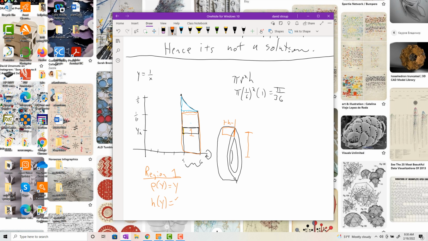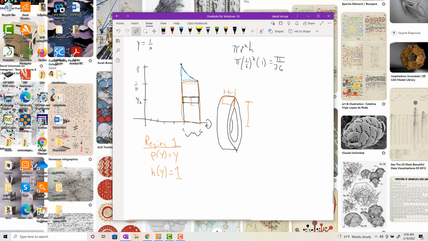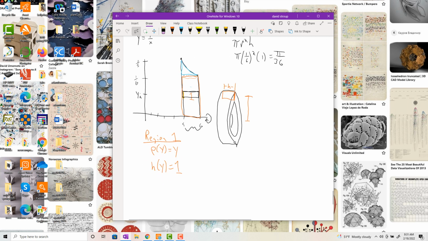So that's the first region, and you could do the integral for that part of the volume of the object. That's just the integral from 0 to 1/6 of 2 pi times y times 1 dy. So that's 2 pi y squared over 2, evaluated from 0 to 1/6. The 2's cancel, of course. You get pi y squared from 0 to 1/6, and that's just pi over 36, which is what we thought it was going to be anyway.